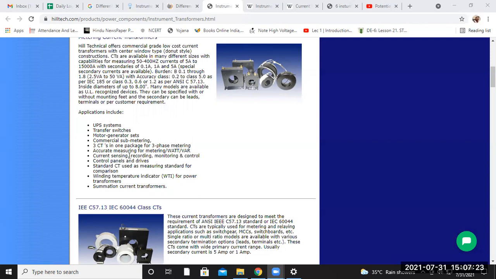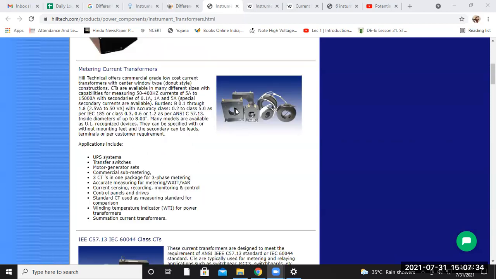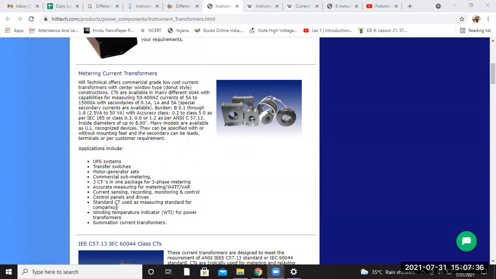Then there is the three CTs in one. Then there is the summation current transformer, or winding transformer indicator for a power transformer. Then you can use the metering current transformer. Then there is a standard CT used as a measuring standard for comparison purposes, so it can be used for comparison purposes also.